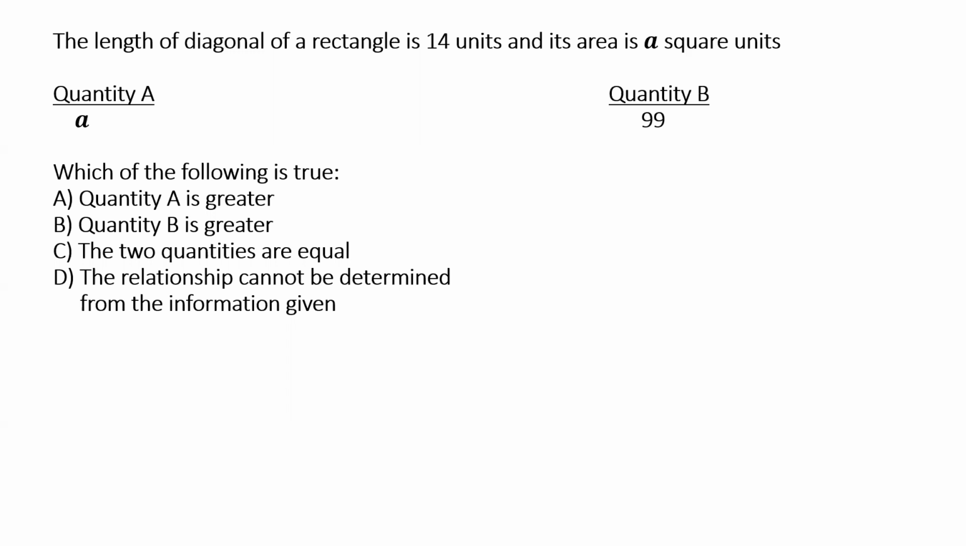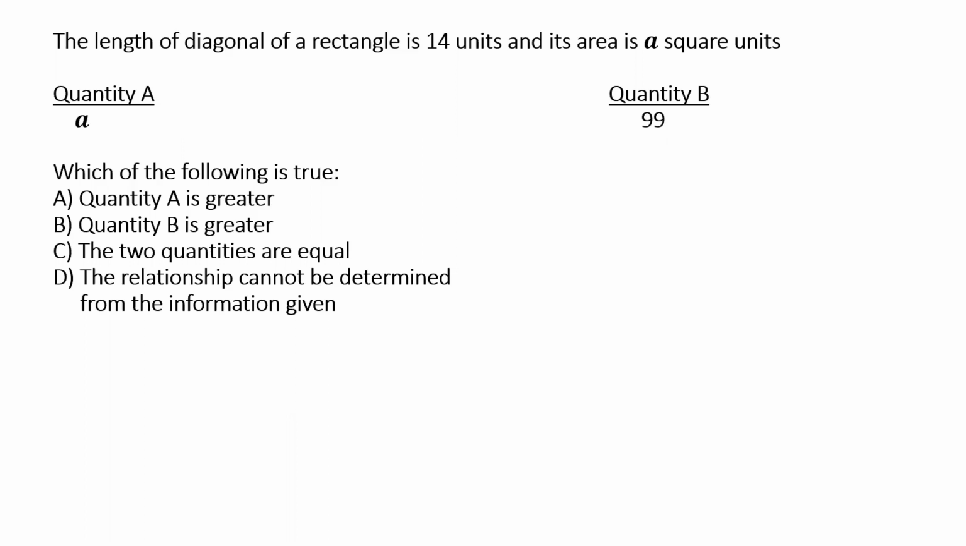The length of the diagonal of a rectangle is 14 units and its area is A square units. We are given two quantities. The first one, quantity A, is simply the area of the rectangle, and quantity B is given as 99. And then we're asked to determine the relationship between the two quantities. It's a very standard quantitative comparison, but it's a little bit tricky here, and I'll tell you why.